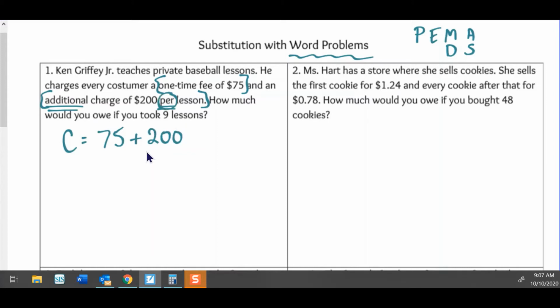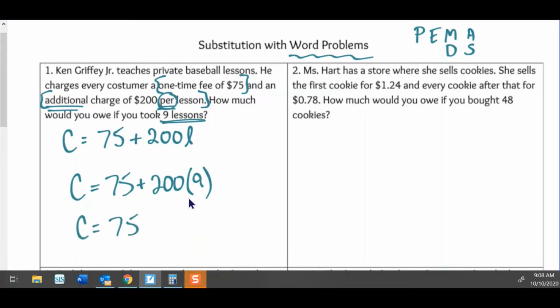Per lesson, or each lesson costs us $200. So I'm going to label that as L. 200 times the number of lessons that we take. So we're going to figure out how much we're going to owe for 9 lessons. So our cost is 75 plus 200 times 9. We're going to do that multiplication first. That's $1,800. Then we do our addition. So our final cost is $1,875.